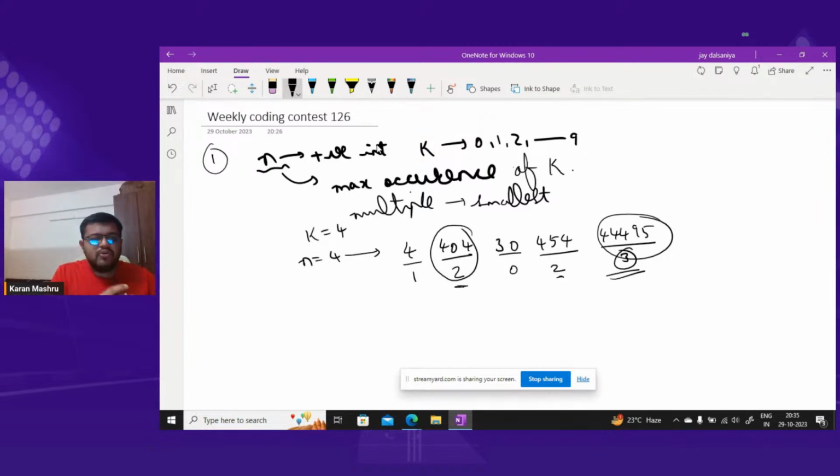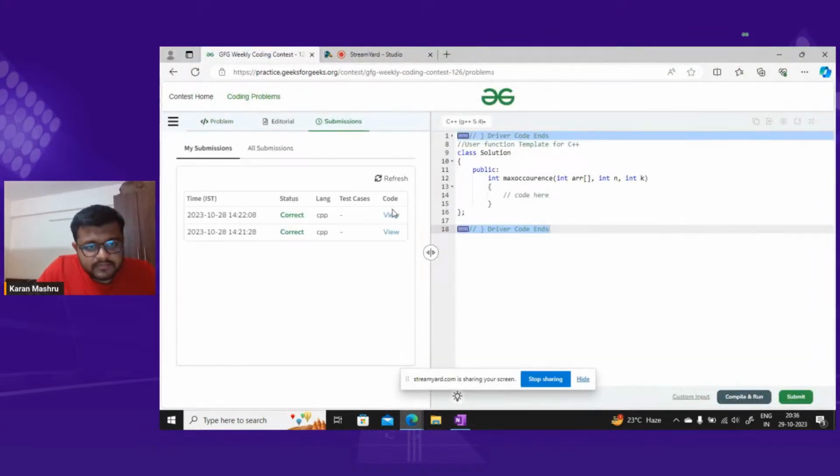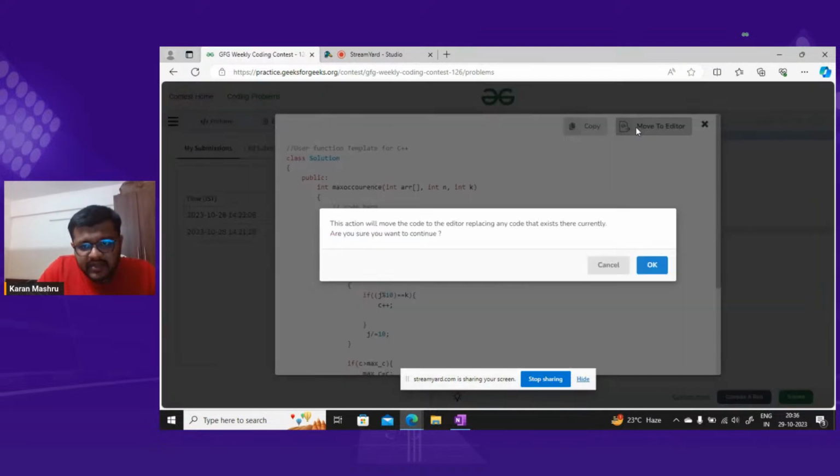So what we will do is, for each individual number we will count the number of occurrences of digit k in it, and out of all the possible values, whichever has the maximum count, we will return it. And if there are multiple numbers with the same maximum count, then the smallest will be returned. Let me take the code here.